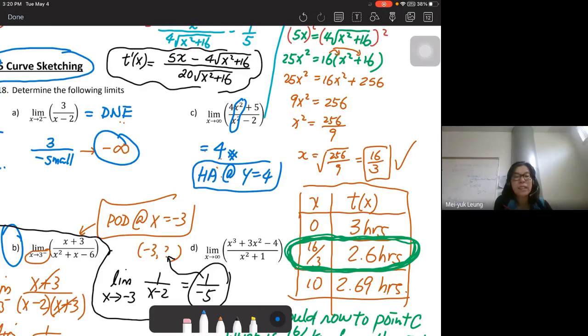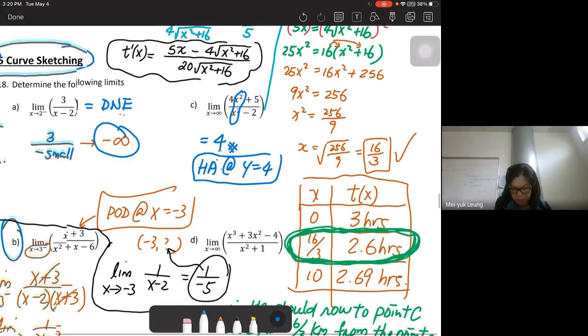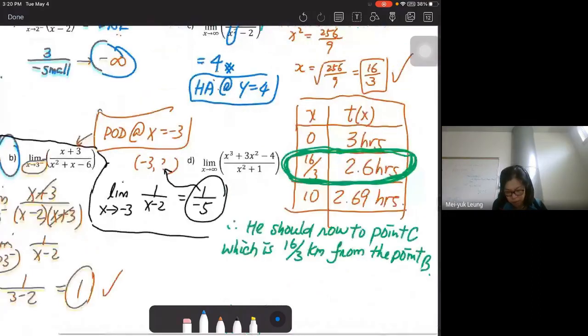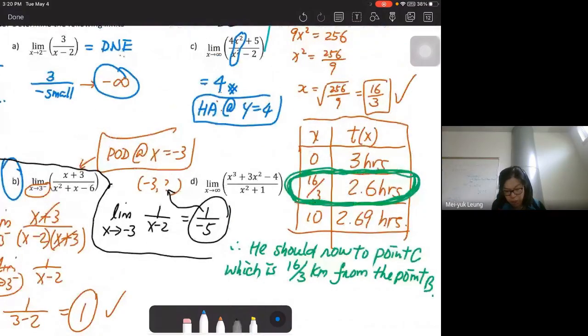All right. Now, how about D? So D is another rational function, but this one, the degree of the numerator is 3, and the degree of the denominator is just 2. So if you're interested in the horizontal asymptote, definitely this one doesn't have any horizontal asymptote. So basically you can say this limit does not exist. Okay, there's no limit at all.